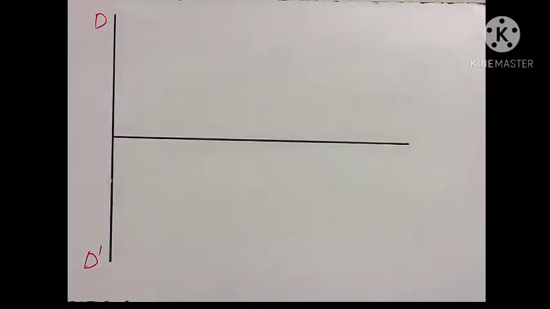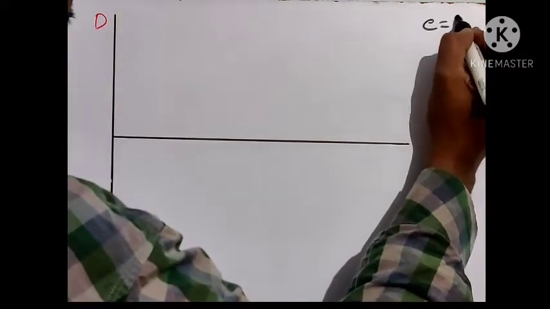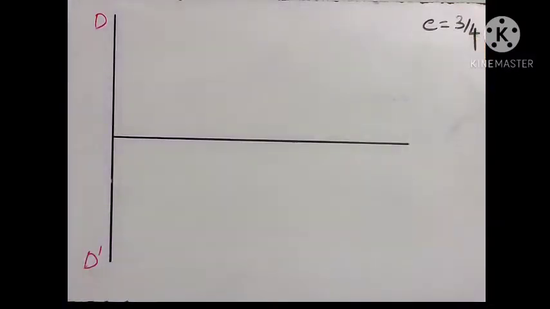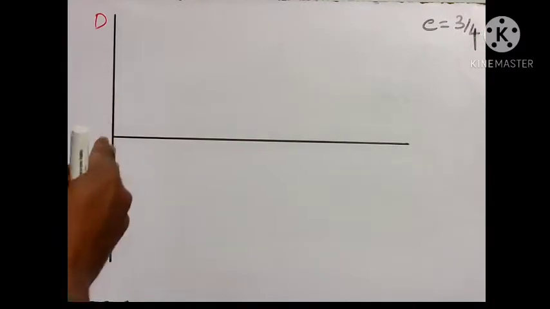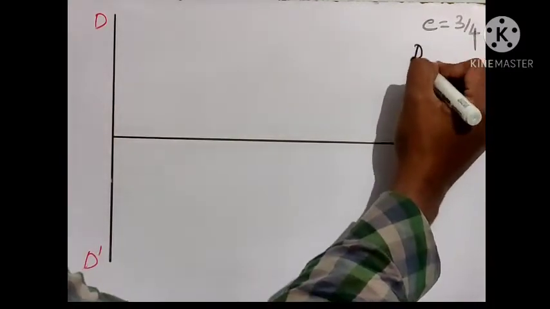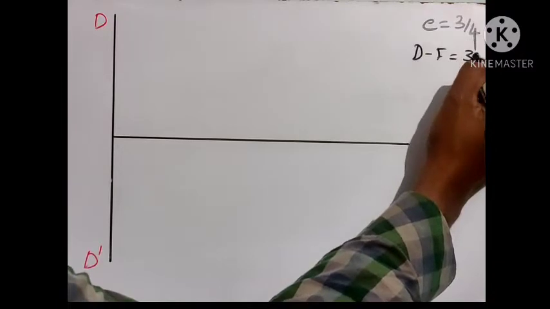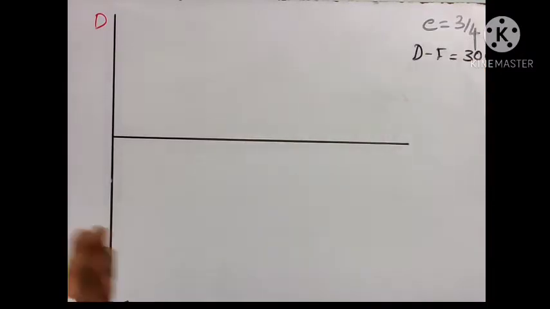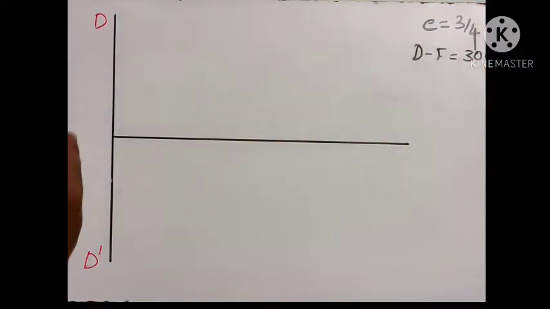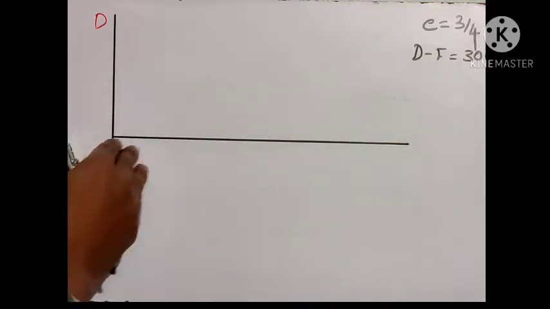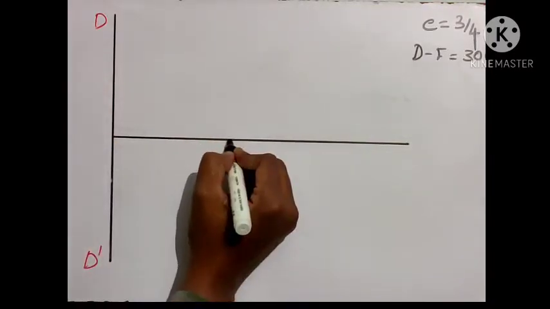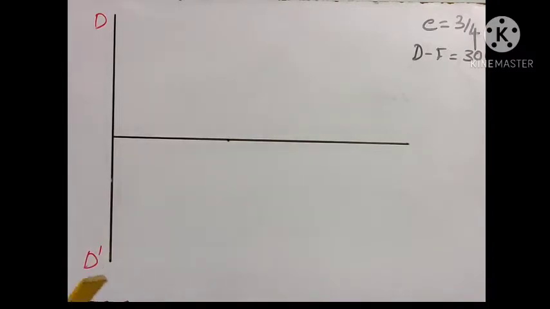Okay. So if you notice in the question they given two parameters. One is the eccentricity value is 3/4, and the next one is the distance between the directrix and the focus, D to F, as 30 mm. So these two data that you got. Let's first locate the focus. Okay, so from the directrix measure 30 mm. So something like this. So 30 mm, and you name that as focus.